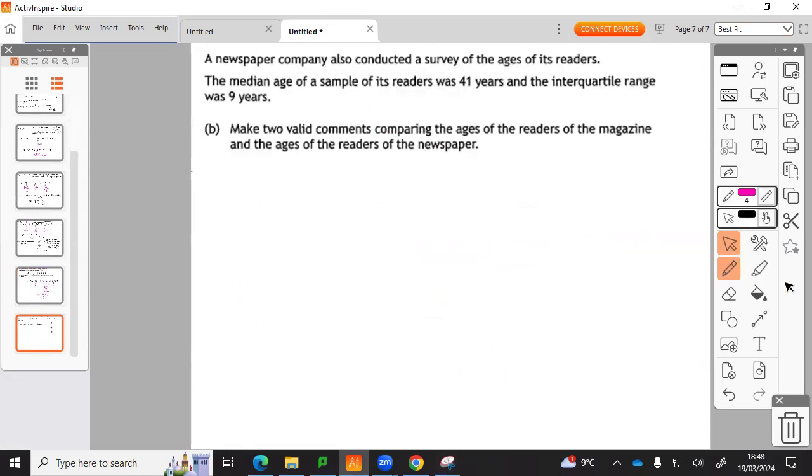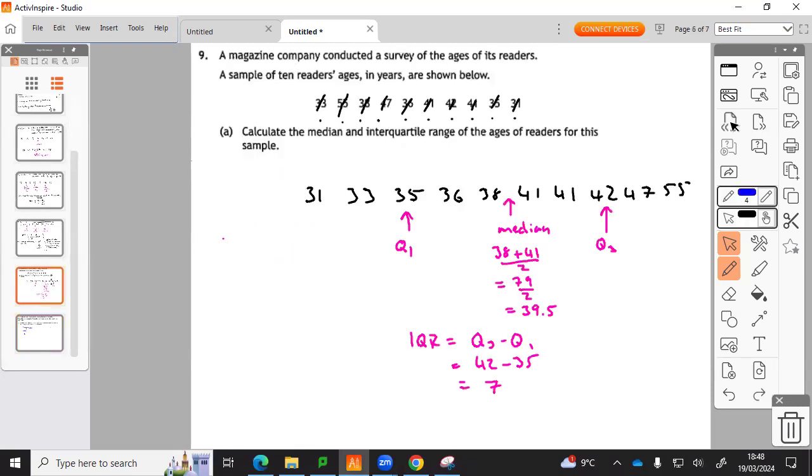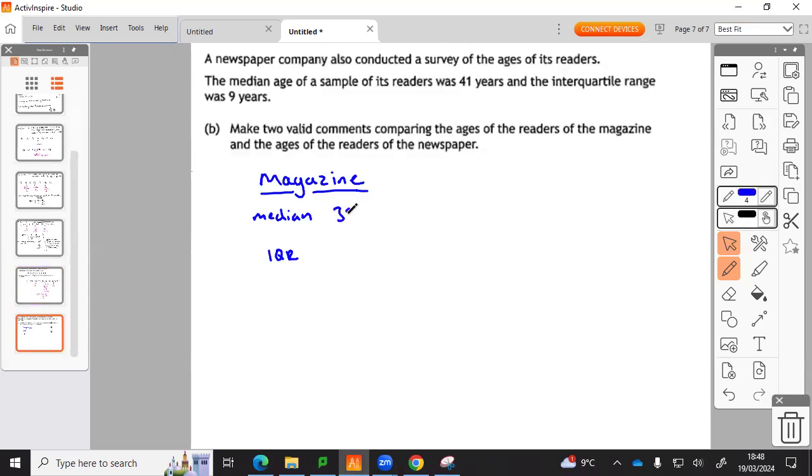Okay, a newspaper company also conducted surveys of its readers. So someone else has conducted a survey. The median sample was 41 and the interquartile range was 9. So it's asking you to compare the magazine from part A, which had a median and an interquartile range, so a median of 39.5 and an interquartile range of 7.